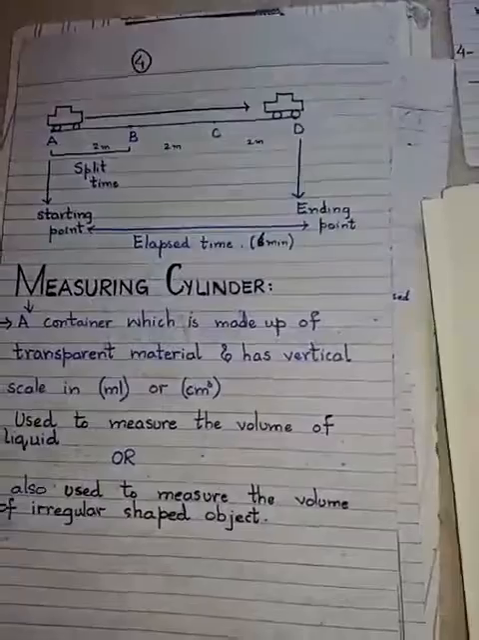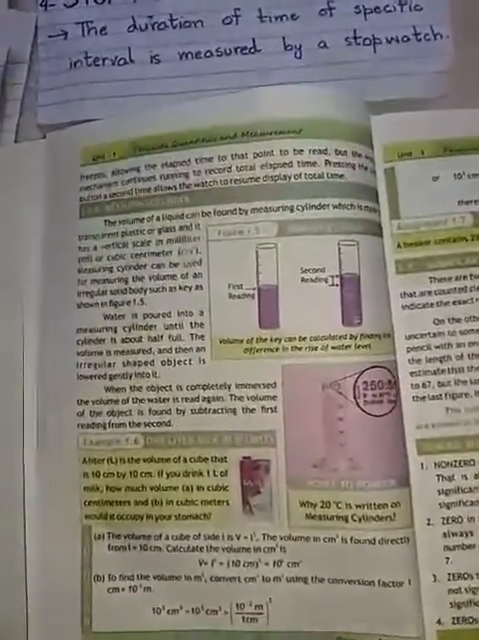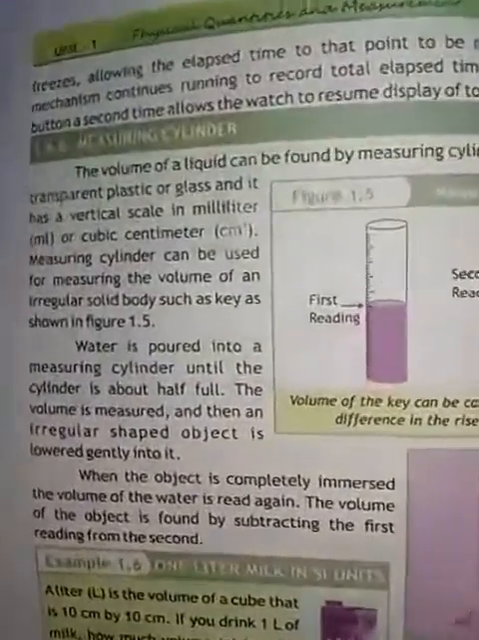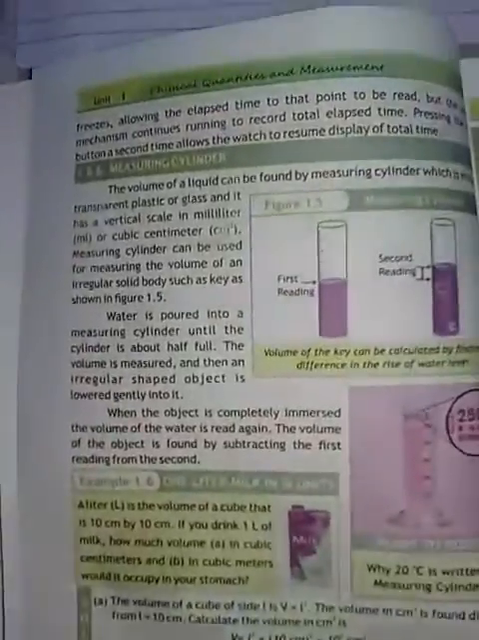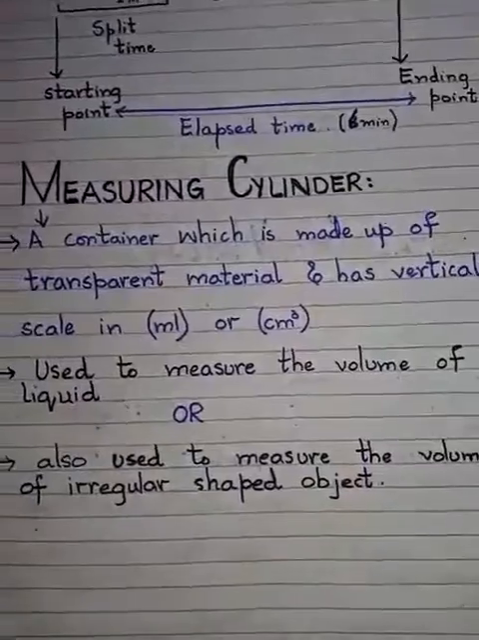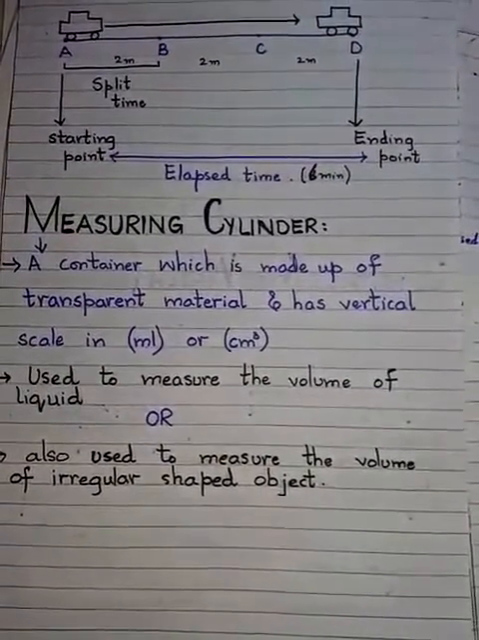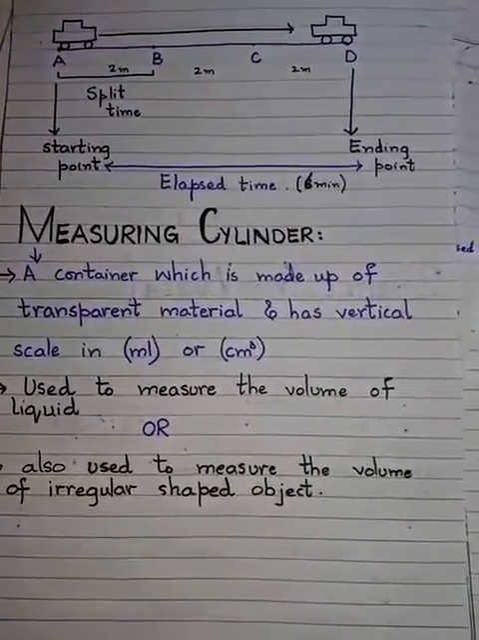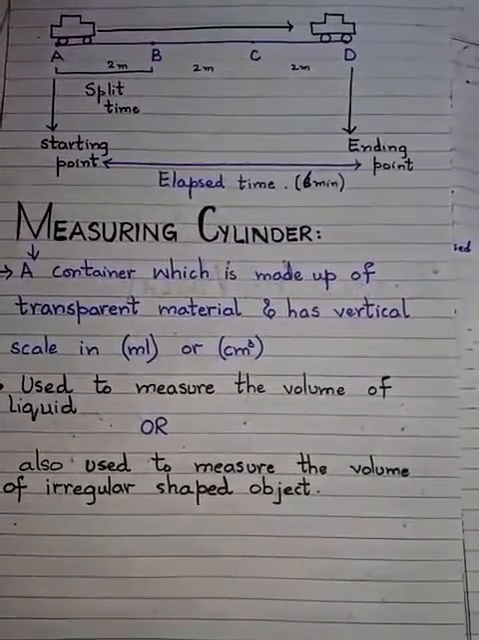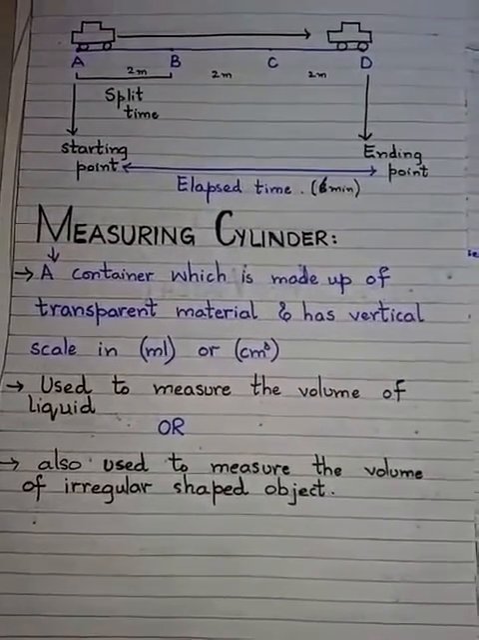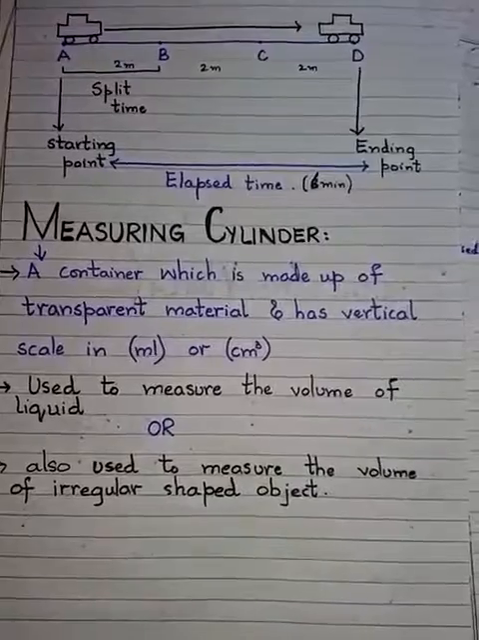The next topic given in your book on page number 22 is the measuring cylinder. What is a measuring cylinder, girls? A measuring cylinder is a type of container. As you can see, the definition is given in your book as well as in your notes: a container which is made of transparent material and has a vertical scale in milliliter or centimeter cubic. So this is known as the measuring cylinder.